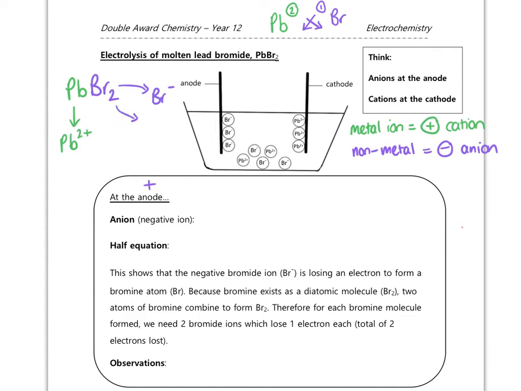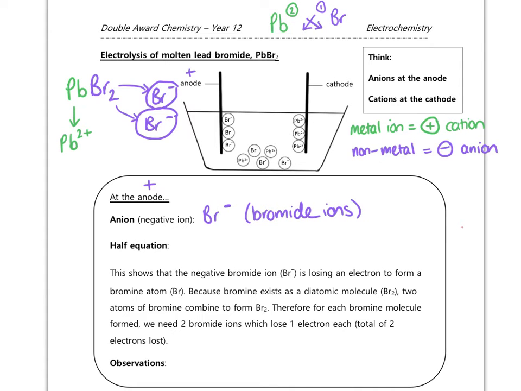But there will be 2 of those, because you can see our formula is PbBr2. So for every 1 lead ion, we have 2 bromide ions, and that's essentially to cancel out the charge. So what will be attracted to our anode? Well, because our anode is positive, it's going to be our negative ions that are attracted to it. So it's going to be our bromide ions that are attracted to the anode, and you can see that in the diagram. So the negative ions here are our bromide ions, and they have the formula Br-.